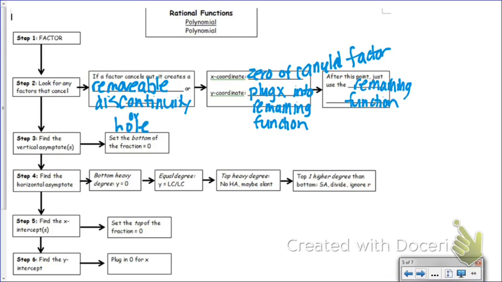Then the last 2 steps, we find our x-intercepts and y-intercepts. If you remember from yesterday, for the x-intercepts, we set the top of the fraction equal to 0, and then we plug in 0 for x to get the y-intercept. So that's a little bit of review on rational functions and looking at some new parts of them. We'll do some practice with that in class.